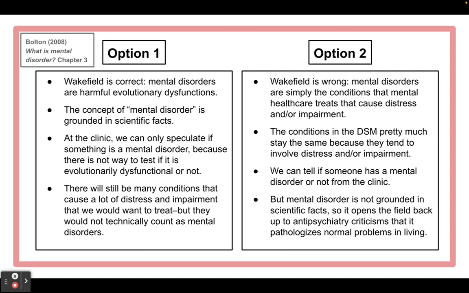Option 2 is taking a non-naturalistic approach to mental disorder. Here, Wakefield is wrong, and we just understand mental disorders as conditions that are distressing or cause impairment or disability. It's how the DSM approaches things, though I will note that there's some disagreement on this. A benefit of this is that we can make those determinations in the clinic if someone is distressed. But a downside is that it's not grounded in scientific facts, right? It's not grounded in biological norms, it's grounded in social norms.